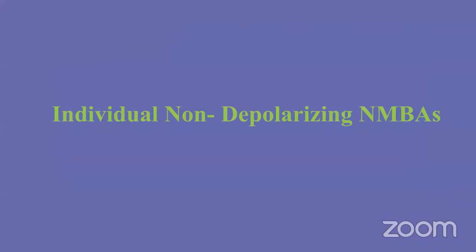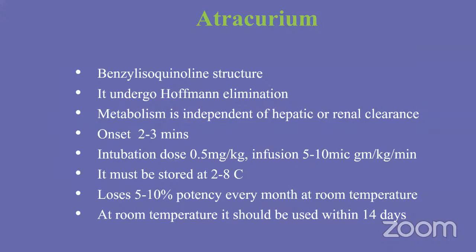Coming to individual non-depolarizing neuromuscular blocking agents: atracurium is a benzylisoquinolinium structure. 45% of atracurium undergoes Hofmann elimination, which is a non-enzymatic elimination that occurs both in vitro and in vivo. The remaining 55% undergoes ester hydrolysis. Metabolism is independent of hepatic and renal clearance.